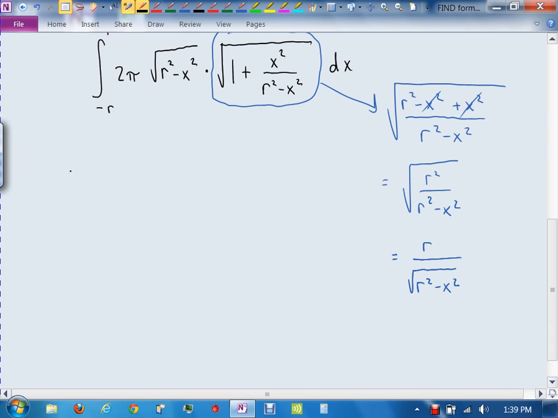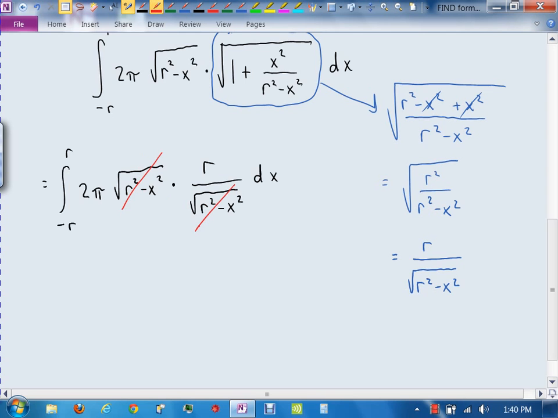So I'm ready to rewrite this integral. The integral becomes integral from negative r to r of 2 pi times square root of r squared minus x squared times r over, holy crap, is that right? Square root of r squared minus x squared dx. Nice, real nice, right? Because the square root stuff just goes away completely.